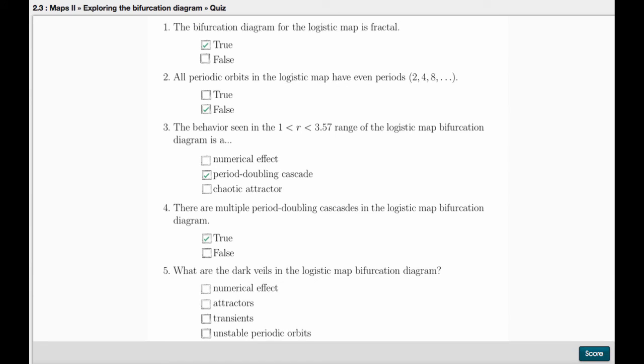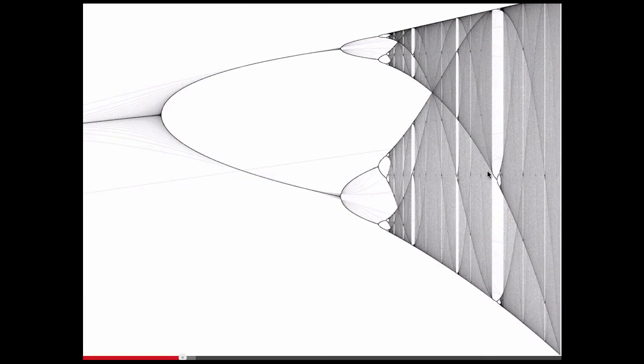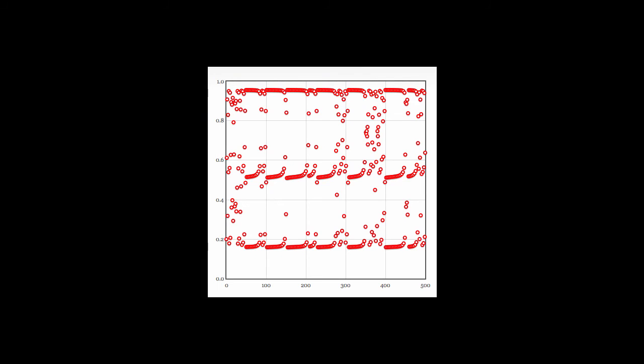The final question asks us to explain what the dark veils are that appear in the logistic map bifurcation diagram. These beautiful dark lines that appear in the logistic map bifurcation diagram are sometimes called veils or dark veils. It's our task in this problem to figure out what causes these veils, or whether they're just a numerical effect. The easiest way for me to personally understand these dark veils is to not actually look at the bifurcation diagram, but to look at a time domain plot for an r value which has these dark veils. So what we'll do is look at the time domain plot where you have these three dark veils. Here is such a time domain plot.